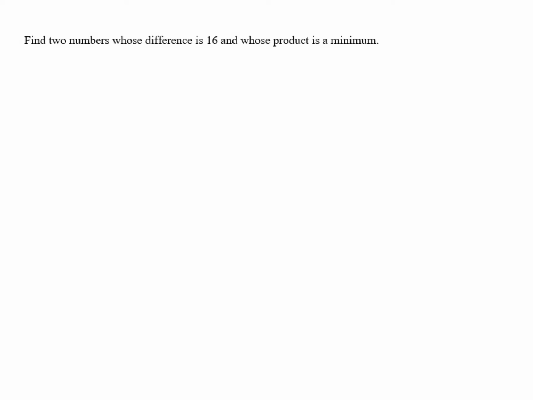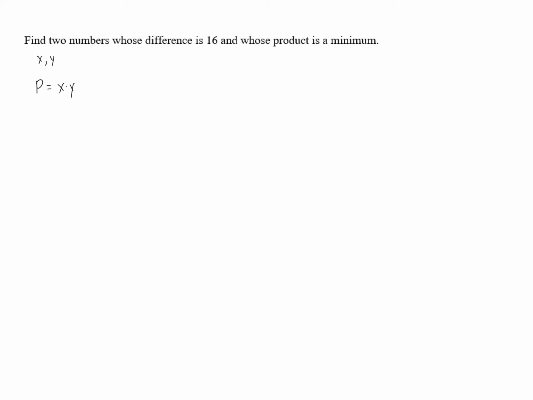Find two numbers whose difference is 16 and whose product is a minimum. So we need to find two numbers. We can call those numbers x and y if we want to. And the quantity that we want to minimize is their product. So the product, we can use capital P for product, is x times y.